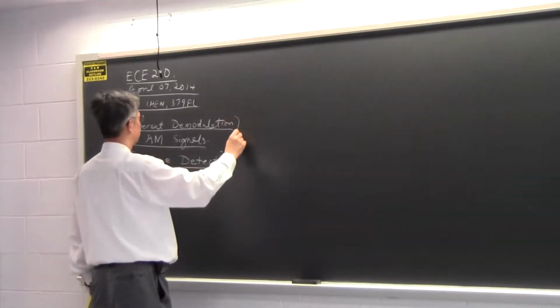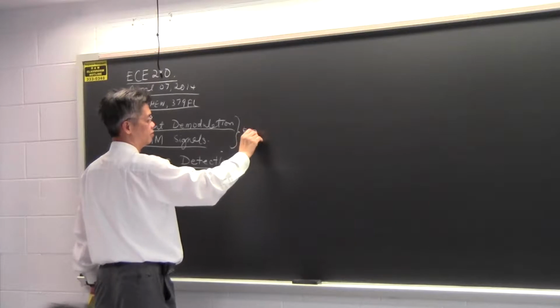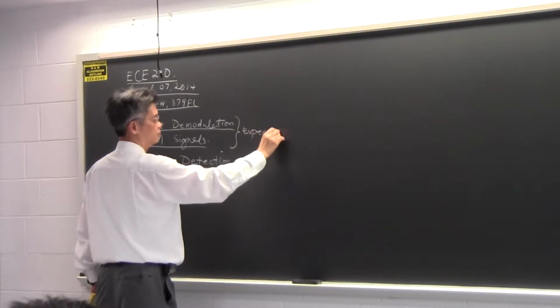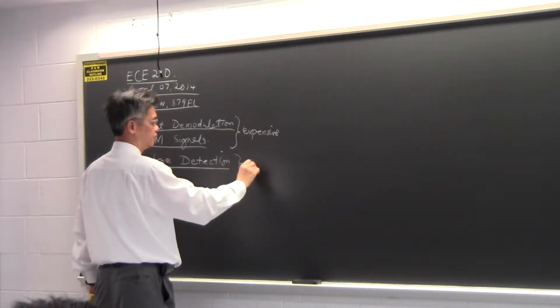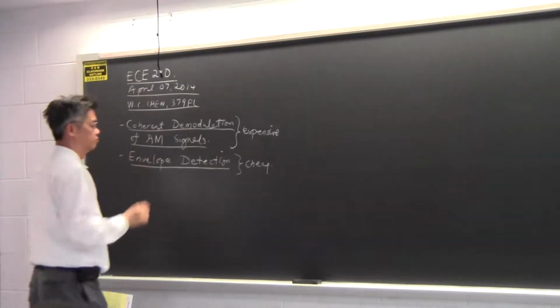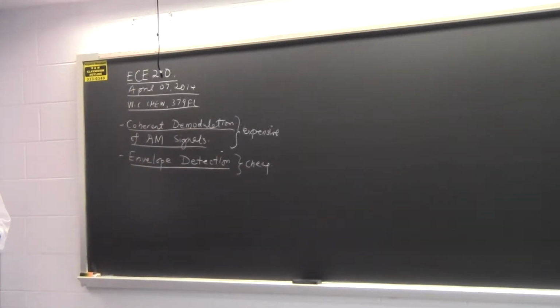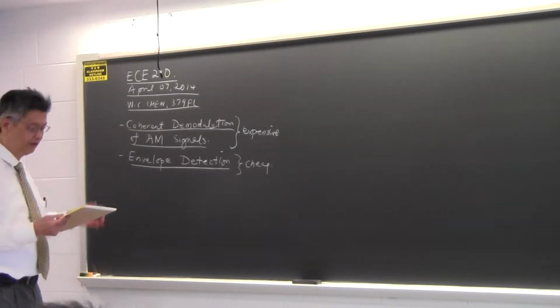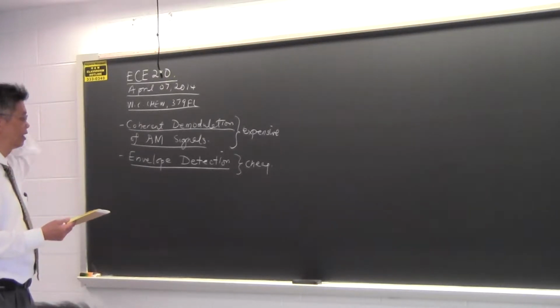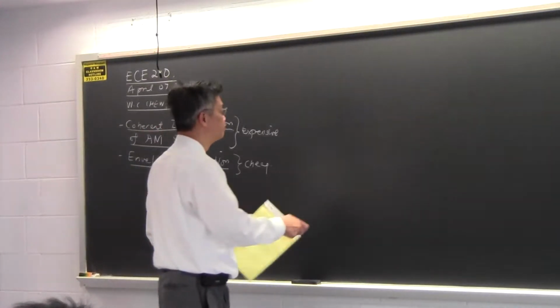This is expensive. This is cheap. Cheap means that you can do that with very simple equipment, whereas if you were to do coherent detection, you need more expensive equipment. Let's go through coherent demodulation quickly and see what it actually does.